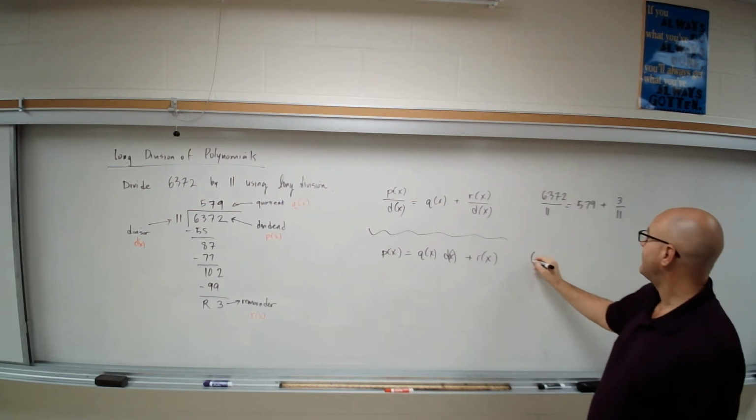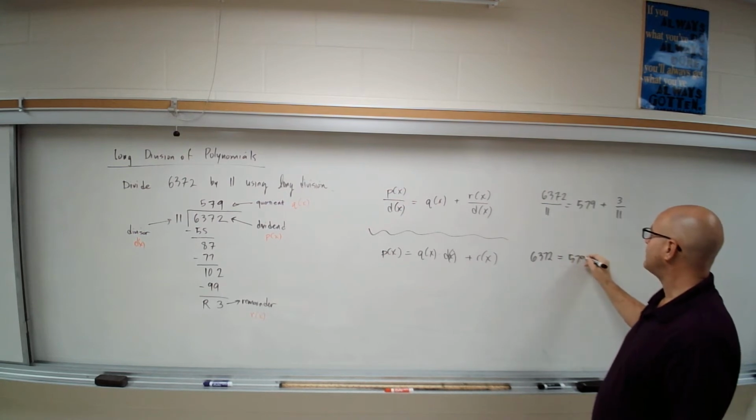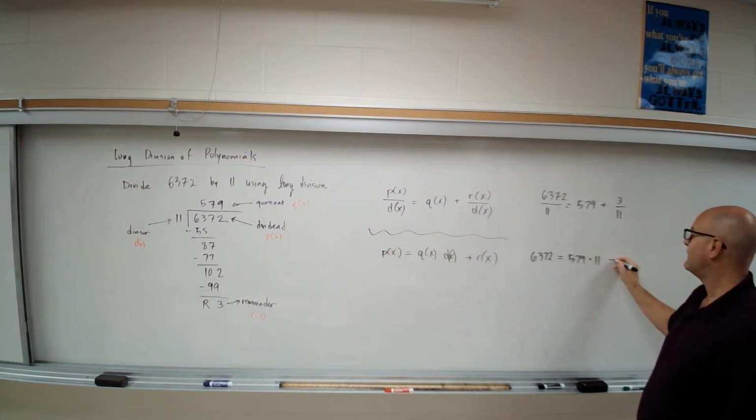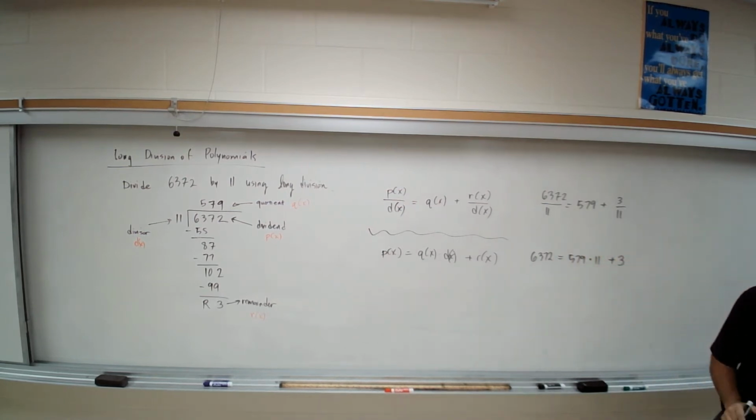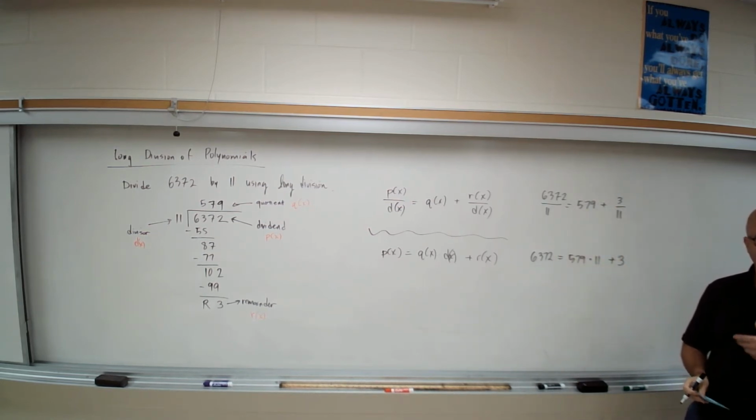So then here we would get 6,372,579 times 11 plus 3. So if you check, both of these statements will be true, right? That's just how we can talk about what our division answer would be.